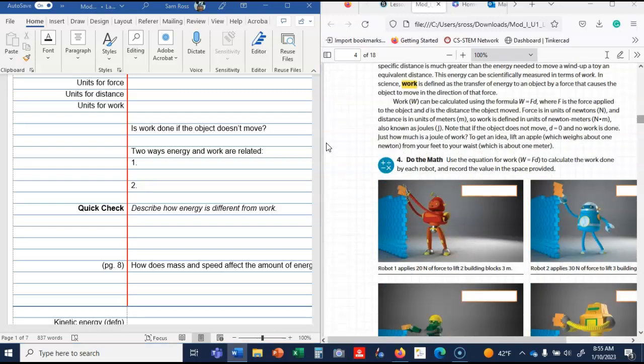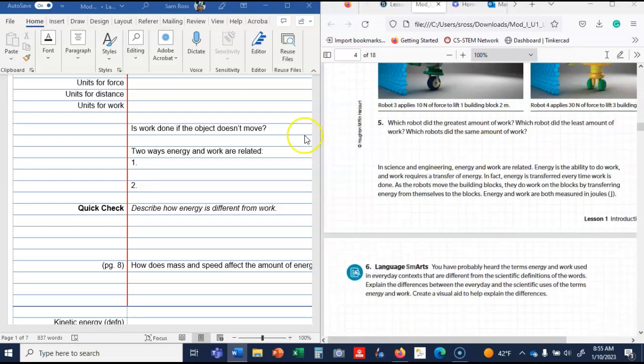Let's go ahead and scroll down a little bit. It says two ways energy and work are related, and that's going to be in the second sentence of this paragraph. Energy is the ability to do work, that's number 1, and work requires a transfer of energy, that's number 2. And now we have our first quick check.